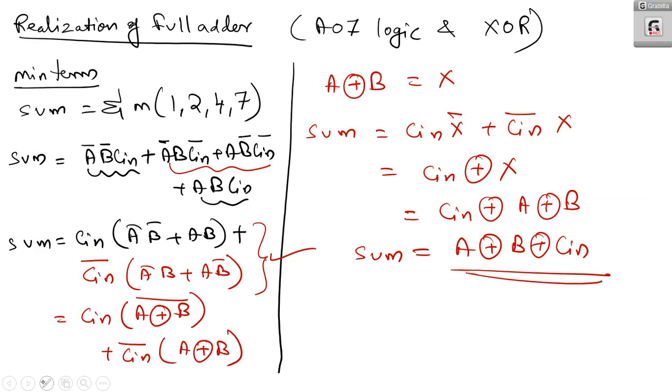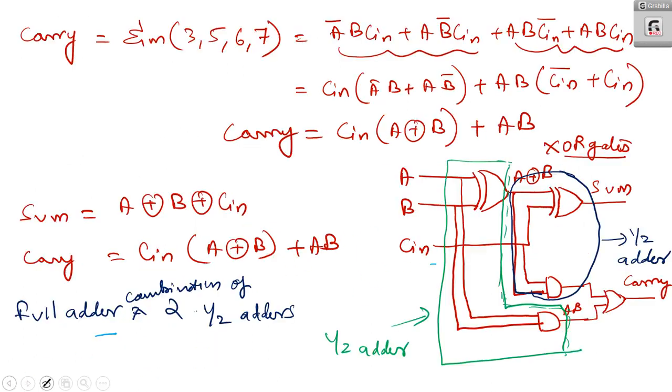And we have realized the expression of full adder, sum and carry. Sum is C in into A XOR B, or C in bar and A XOR B, and that can be simplified as A XOR B XOR C in. Carry is C in and A XOR B, or AB. That is a basic introduction to this full adder, and we have realized it using XOR gates, AND gates, and OR gate. Then in the last lecture we have done it with NAND gates.